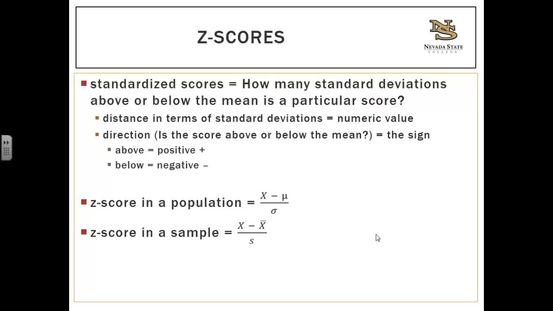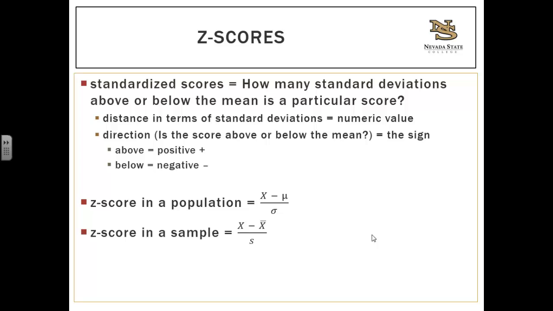Now, the other part of the z-score is the sign. So you can have a score that's above or below the mean. If you have a z-score that's positive, that means that your score is above the mean, so it's to the right of the mean in the distribution. If you have a z-score that's negative, that means that your score is below the mean. If you drew it in the distribution, it's to the left of the mean.